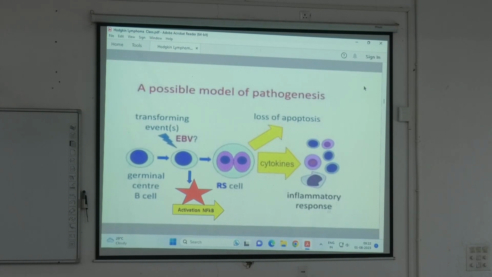And these RS cells secrete some cytokines and chemokines, which invite the surrounding inflammatory cells that I mentioned, that is the lymphocytes, plasma cells, eosinophils, and fibroblasts. All these things produce a Hodgkin environment. So the arrangement of all these things produces Hodgkin disease with characteristic histological changes.